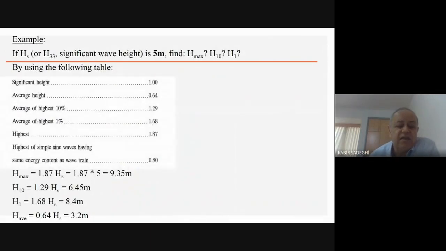In this slide, we saw the relation between different wave heights: H max, or highest, significant wave height, average of the top 30%, average height, average of the top 10%, and average of the highest 1%, and we saw the relation between them. There is also a height where you perhaps cannot use 0.8, but it is written as the height of a simple sine wave having the same energy content as the wave train, if you consider a sine wave.